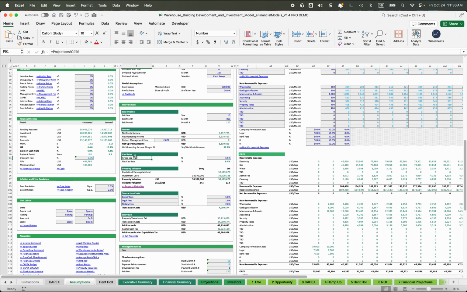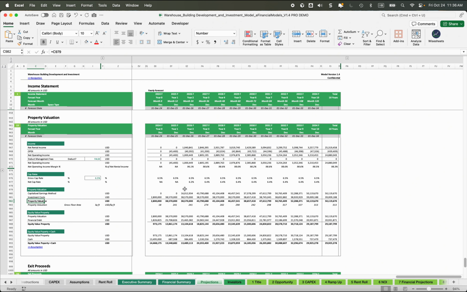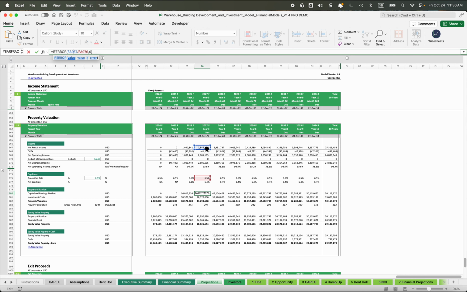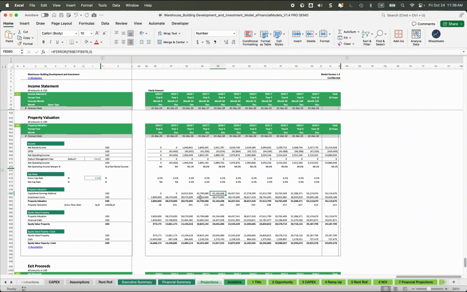Once the building is constructed, we also need to think about the property valuation going forward. Let's have a look at our model. The way to do this is to project the rent roll, which we have done, and then value the building based on a cap rate. And then we get the property's valuation. We can project this year by year going forward. We use the rental income, we capitalize by the gross cap rate, and we get to the property's valuation.